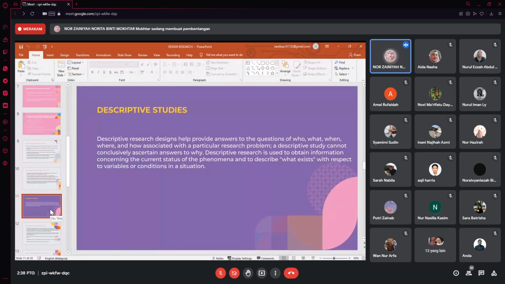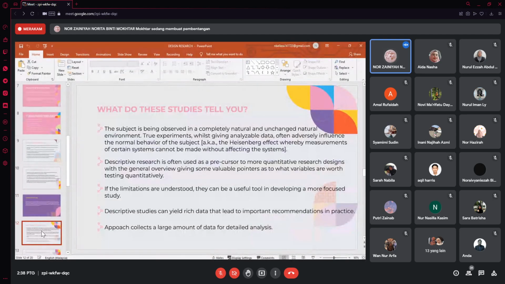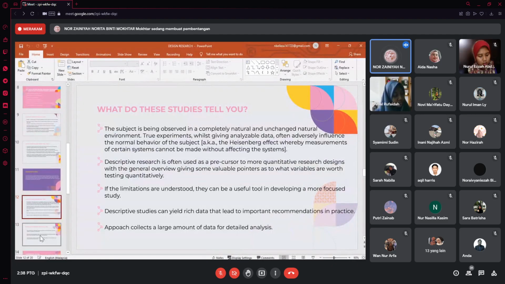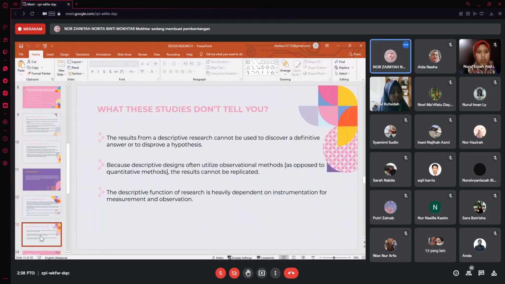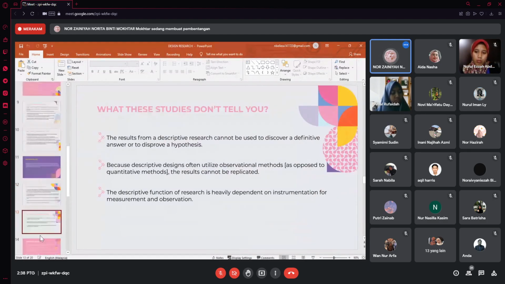Descriptive research is used to obtain information concerning the current status of the phenomenon, to describe what exists with respect to variables and conditions in a situation. So if you find words like variables and descriptive, it's very much quantitative, statistical, and deals with numbers. Okay, I'm going to skip this. This is very much like research methodology.